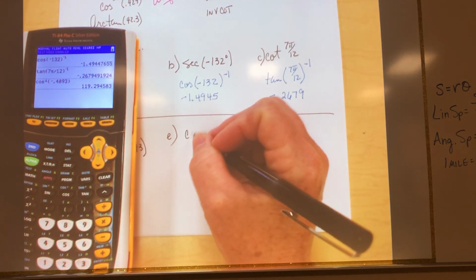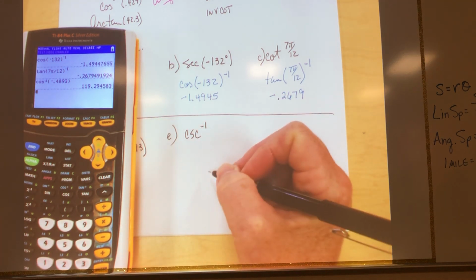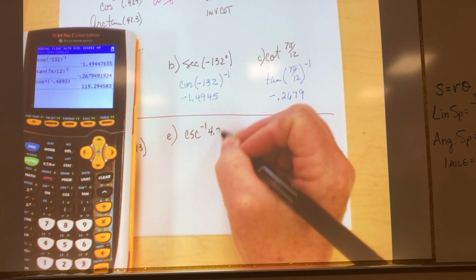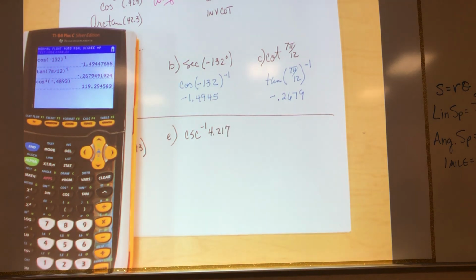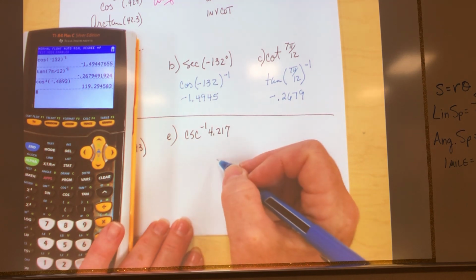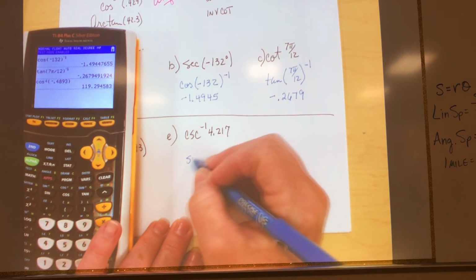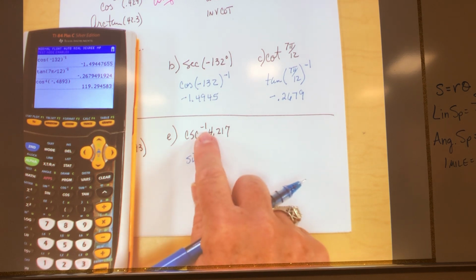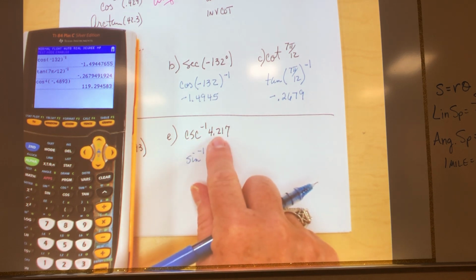Okay, so what happens when you get one of those tricky ones, like this guy? Inverse cosecant of 4.217. You just do sine. Can I do regular sine? No, you gotta do the inverse. Okay, I gotta do the inverse sine, because you only use the inverse function when you're looking for an angle. So obviously I'm looking for an angle, people. This is the way this is read: which angle has a cosecant of 4.217?